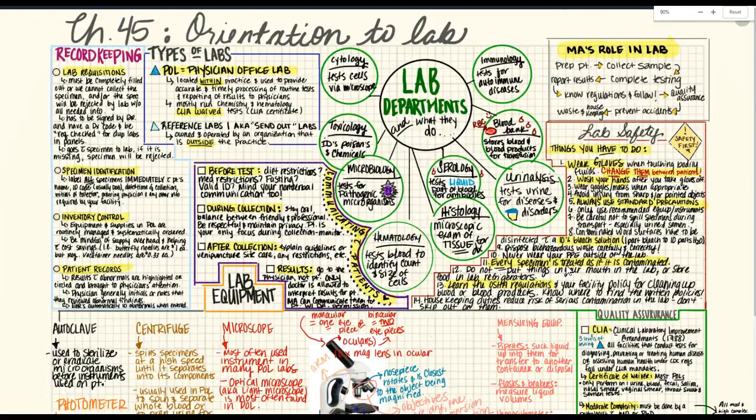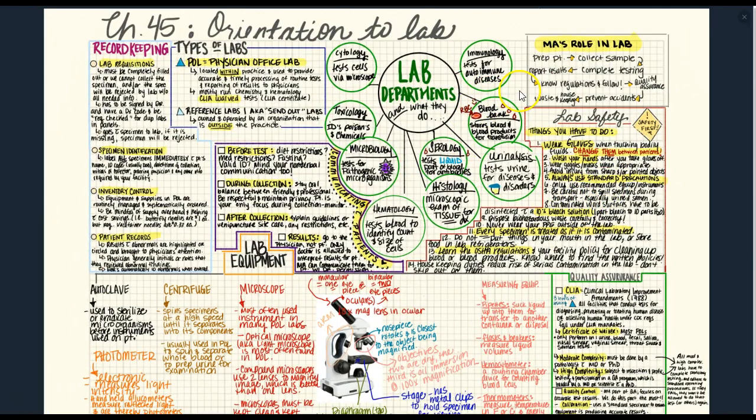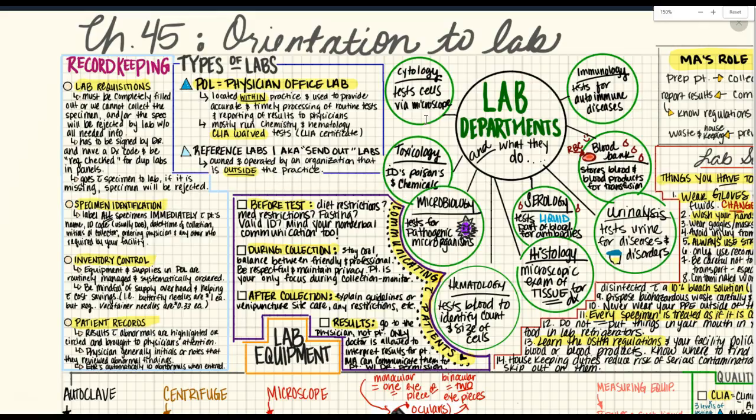We look at lab departments. Let me move over here. When we look at lab departments and what they do, we have cytology, which tests cells under the microscope and looks for different disease patterns and other ways that cells are sick. So it looks for cancers, misshapen cells, deformities, genetic anomalies, anything that could be wrong in cells. Cytology is the department that will look for those.